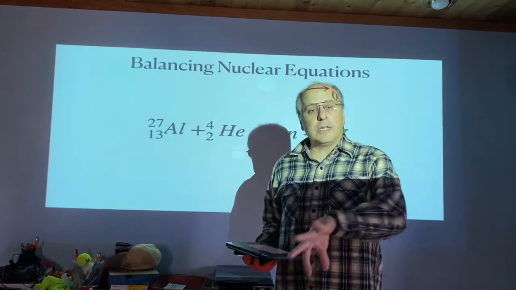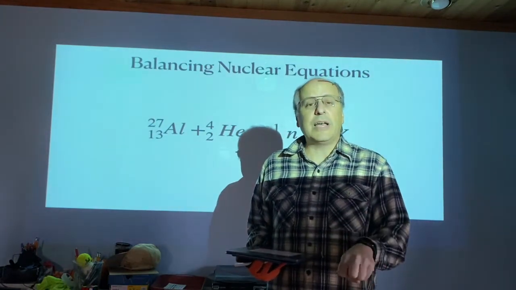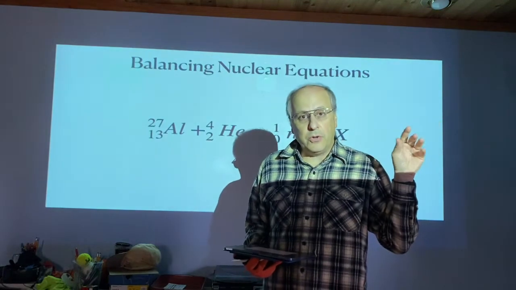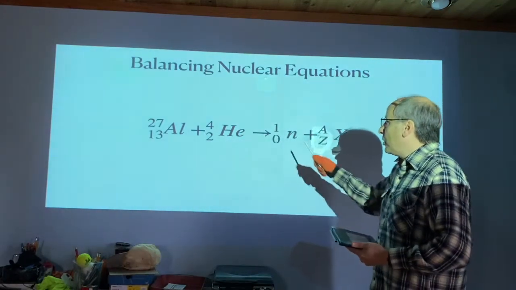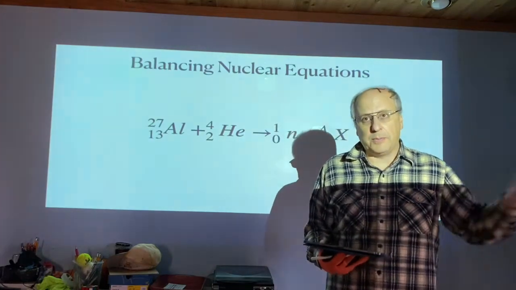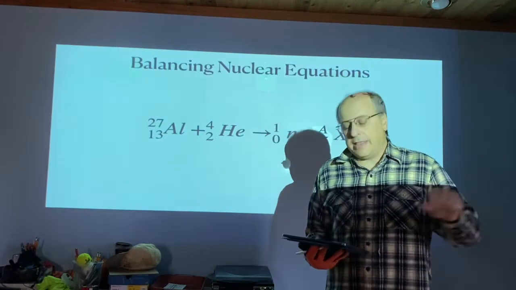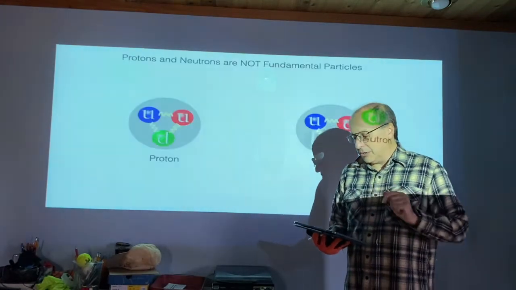Remember, protons can turn into neutrons, and neutrons can turn into protons, but you can't just have one of them disappear from the universe. Okay? So your total number of protons and neutrons must be the same on both sides, even though the number of protons might change and the number of neutrons might change.